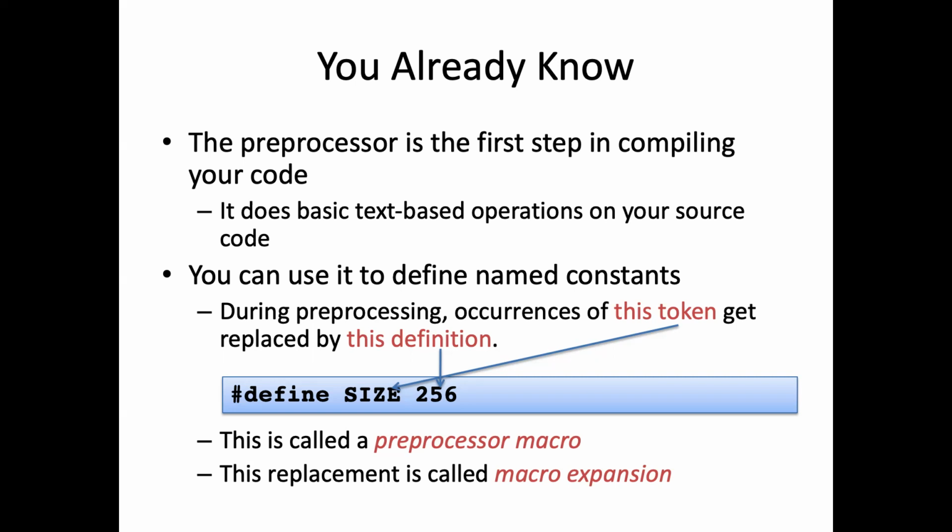Like I suggested, macros are things that get replaced during preprocessing. So once you've said this, when the preprocessor sees the word size, it replaces it with 256, because that's what you said to do. This process is called macro expansion, replacing macro names with their definitions. It's called expansion because often the definition is bigger, so your source code gets bigger as you do this.